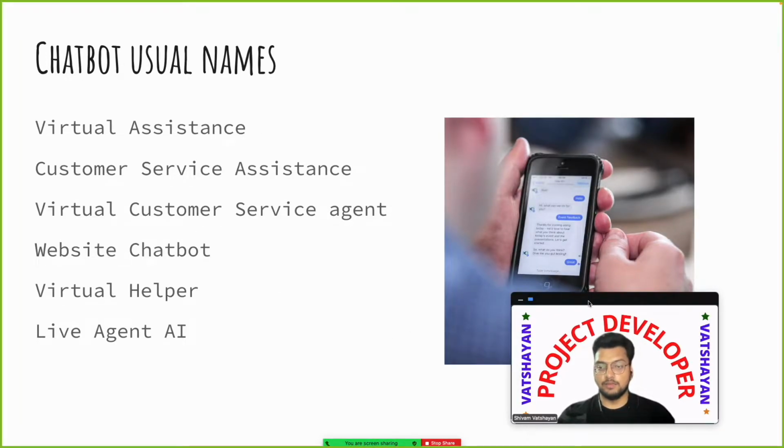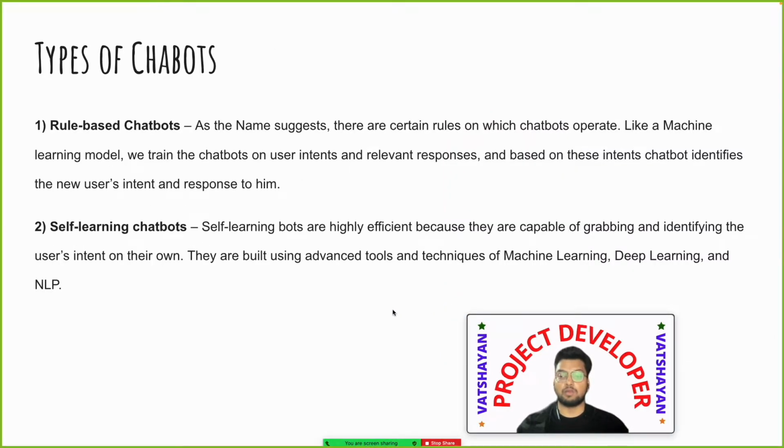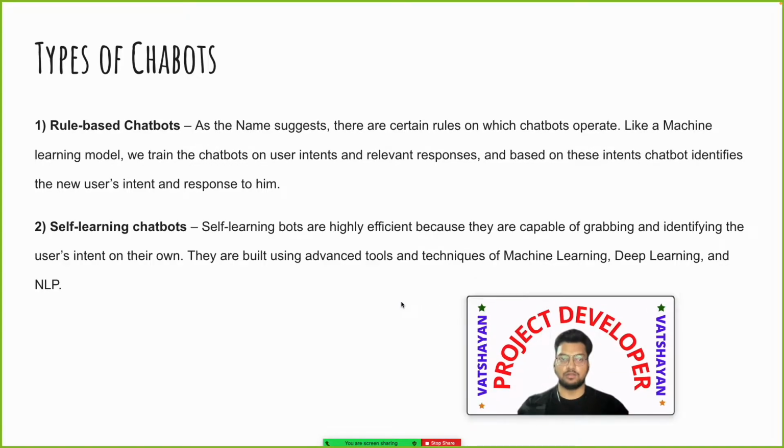And what are the names of chatbot? There are different names: virtual assistant, live agent, AI chatbot, mechanical chatbot, machine learning chatbot, user understanding chatbot, customer service assistant. As the company wants, they keep the names of the chatbot. Now what are the different types of chatbot? Rule based chatbot, self learning chatbot.